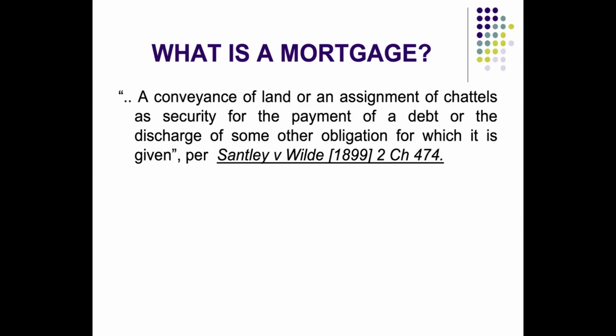So the mortgagor is the person who owns the asset, or has an interest in property, and the mortgagee is the person or institution who is lending money to someone else. So I hope everyone got that.